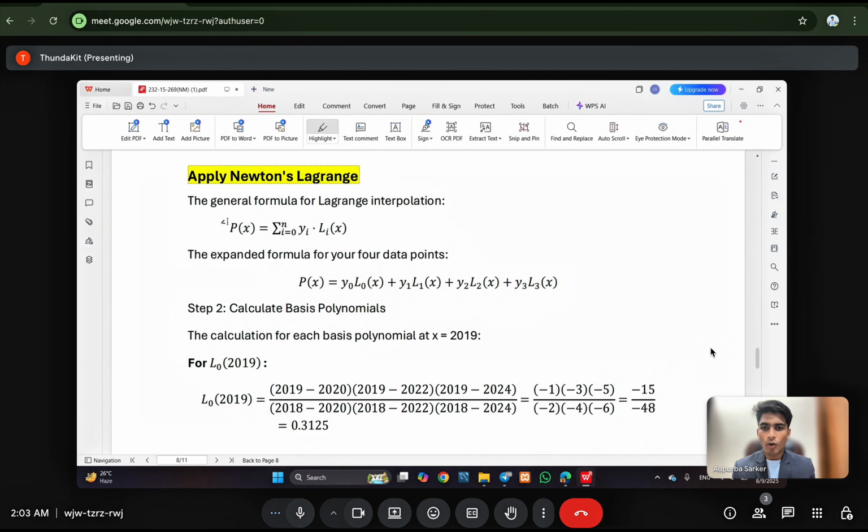Now we will apply Lagrange interpolation. So first of all, what is Lagrange interpolation? Lagrange interpolation gives us the same answer and is a great way to double check our work. Step 1. The general formula of Lagrange interpolation. The formula for Lagrange interpolation is the sum of terms where each term is the product of a y value and the basis polynomial. So this is the expanded formula.